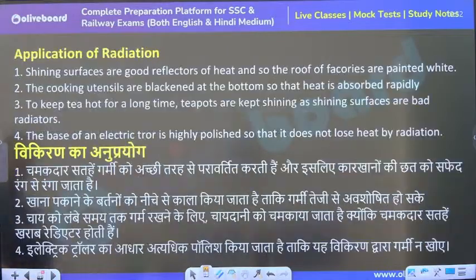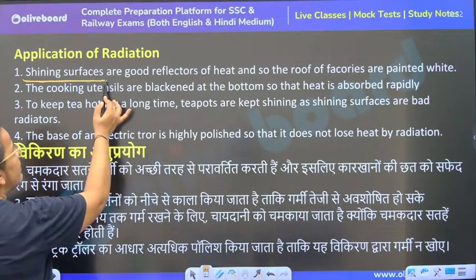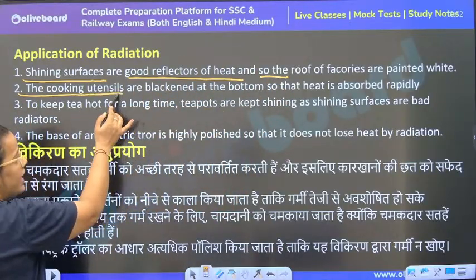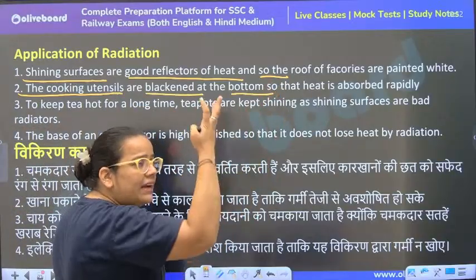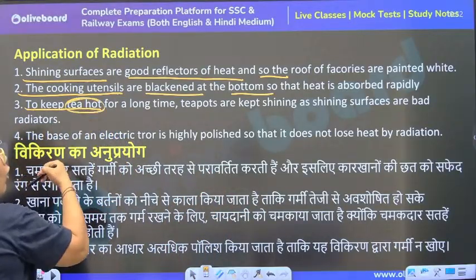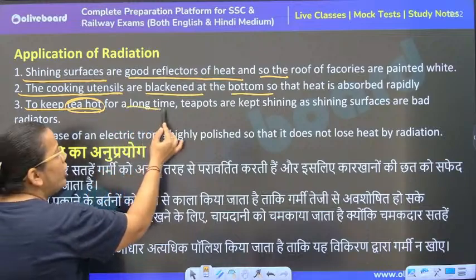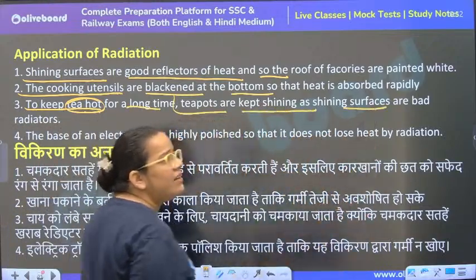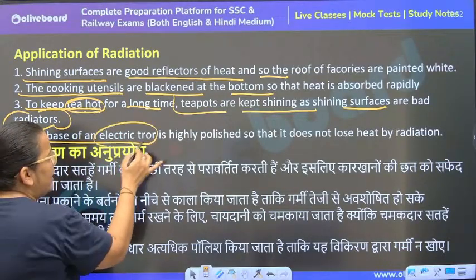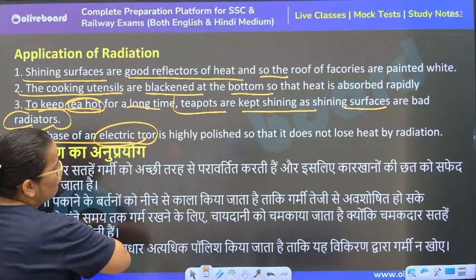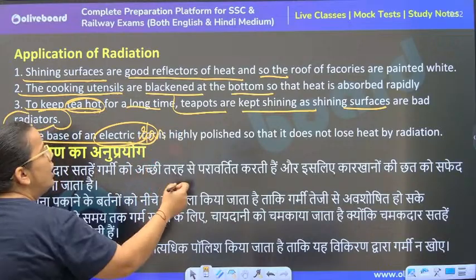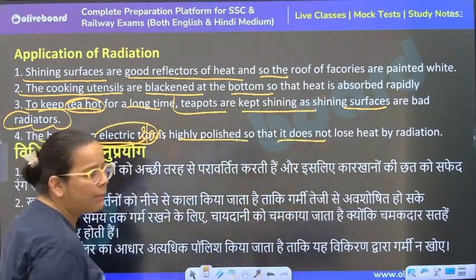Clear? Radiation part or not? See, applications. Shining surfaces are good reflectors of heat, so the roofs of factories are painted white, and cooking utensils are blackened at the bottom so that they can absorb more and more heat energy. To keep tea hot for a long time, teapots are kept shining, as shining surfaces are bad radiators. The base of an electric iron is highly polished so that it does not lose heat by radiation.